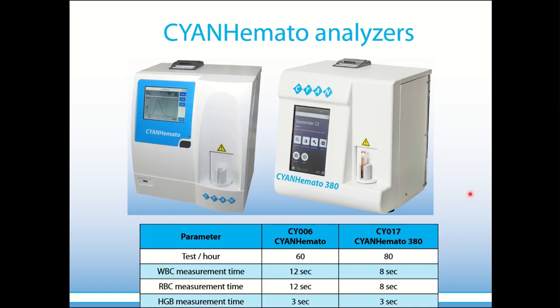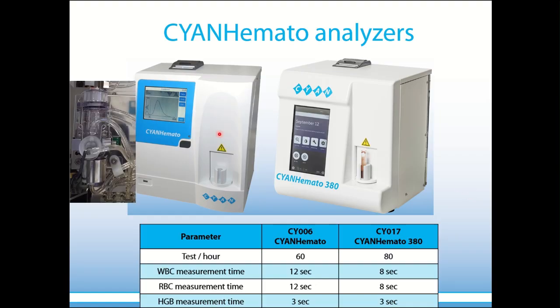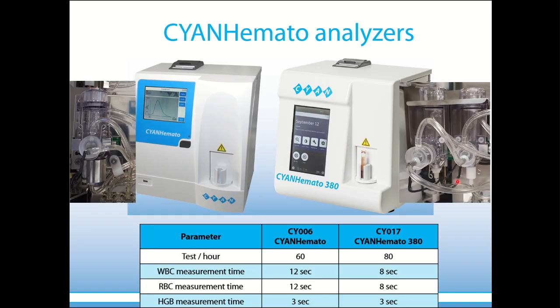This is due to the fact that the CYANHemato only has one measurement chamber and needs to process first the red blood cell and platelet counting, followed by white blood cell counting, and then the hemoglobin spectrophotometry. The CYANHemato 380 has two measurement chambers and can do the red blood cell and platelet as well as the white blood cell counting simultaneously and is thus faster.